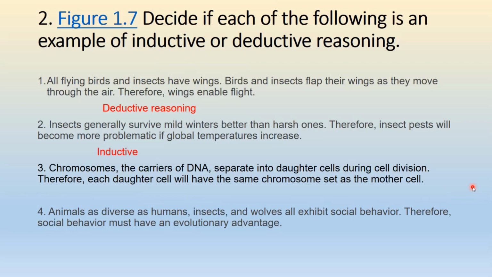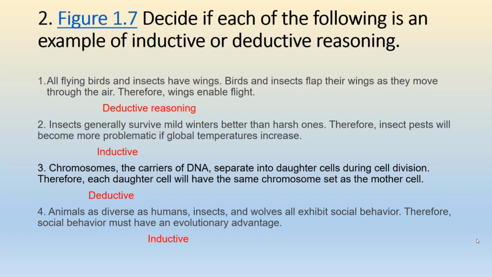So this one, I see somebody said it's deductive reasoning. Yes, you're 100% correct. It's deductive reasoning. And the last one, which says animals as diverse as humans, insects, and wolves all exhibit social behavior. Therefore, social behavior must have an evolutionary advantage. So here, it's inductive. You said it's a what? It's inductive. Yes, you're 100% correct.